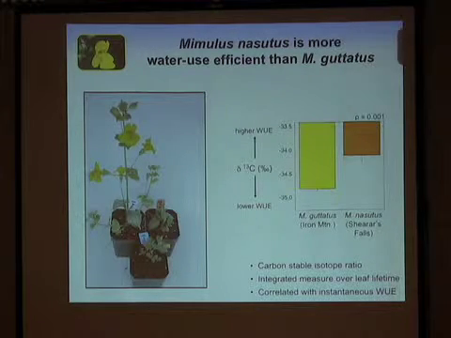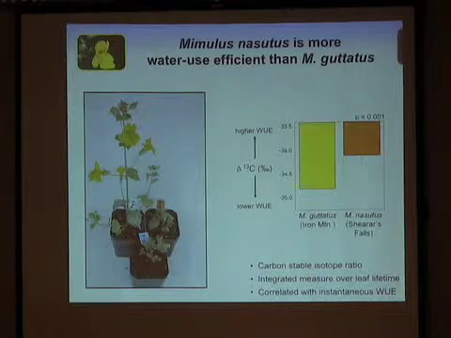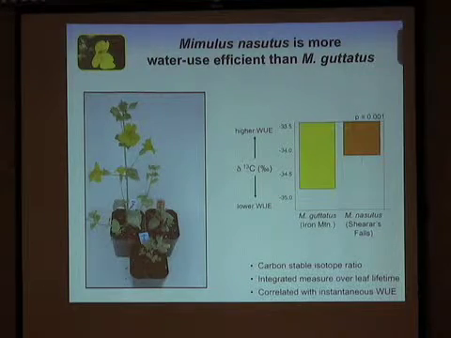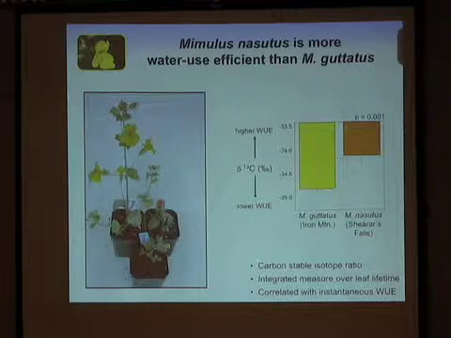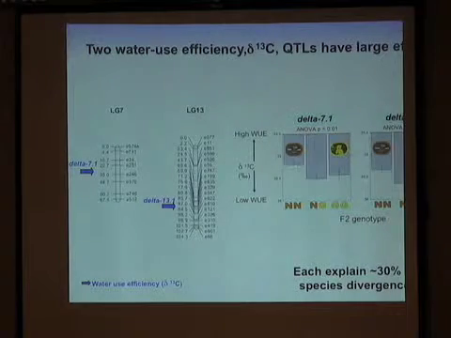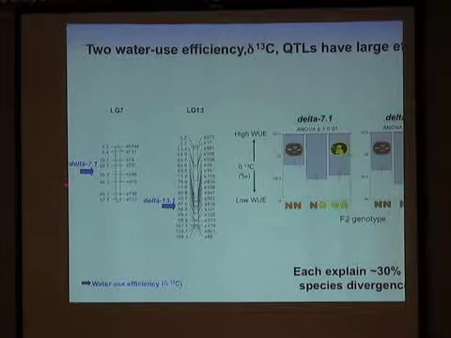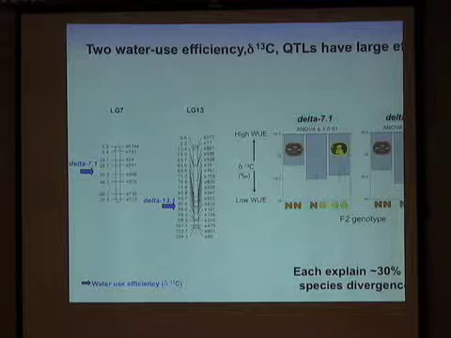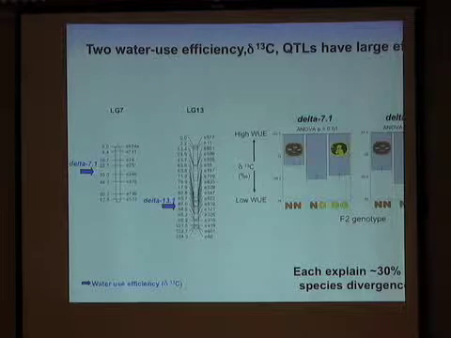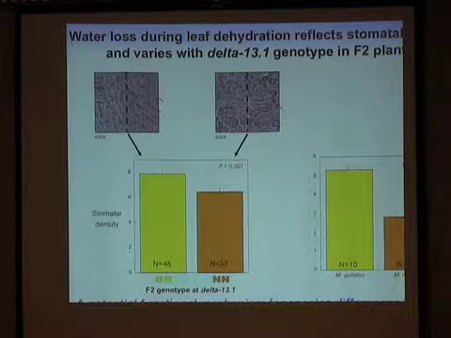And what we've shown is that Mimulus-Vitis is more water use efficient, and this is true whether you measure it using carbon isotope or other measures of transpiration. And we've identified 2 regions that have large effects on water use efficiency, and these are on linkage group 7 and linkage group 13. Each explains about 30% of the difference between those 2.